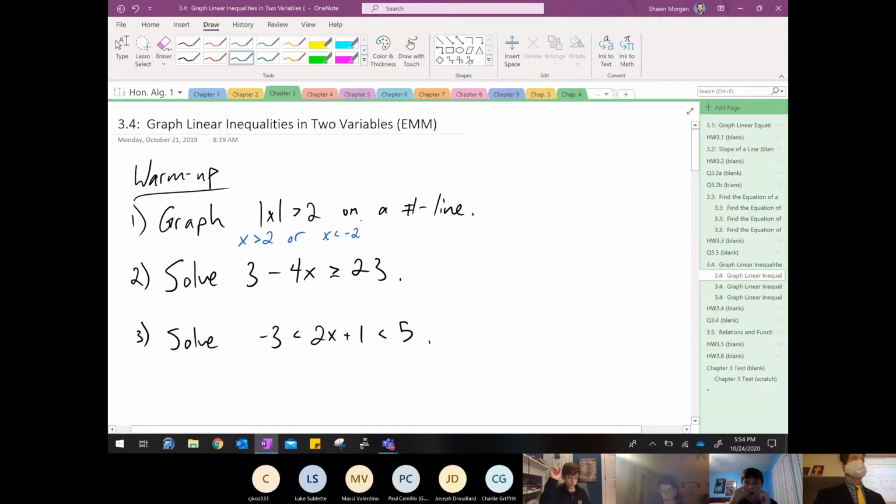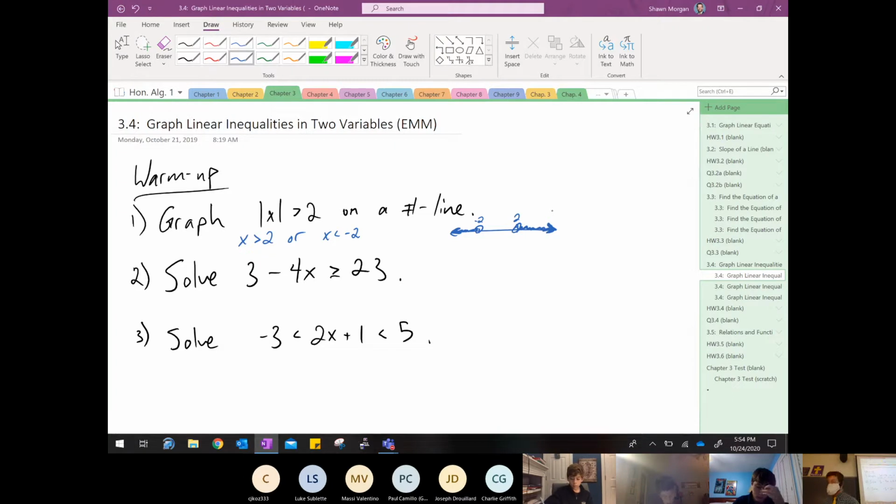Okay, so y'all have already forgotten something that we talked about. When I graph that on a number line, I got an open mark. I'm going to shade to the left of negative 2. I got an open mark, and I'm going to shade to the right of positive 2.